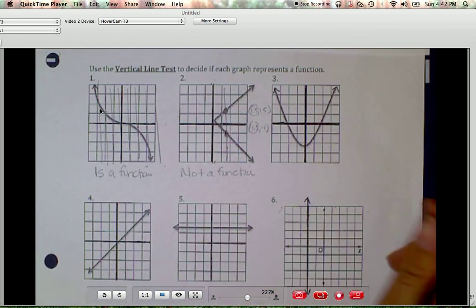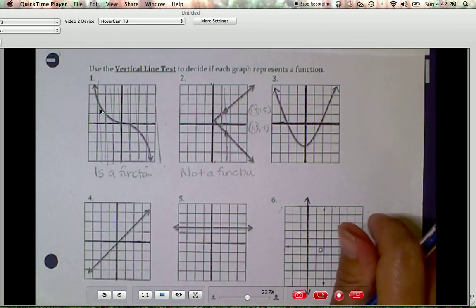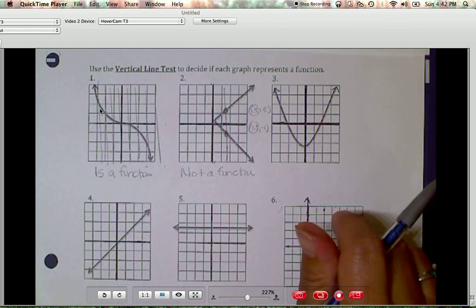Go through these last 4 and see if you can figure out if it is a function or is not a function. Go ahead and push pause here. Try these on your own.